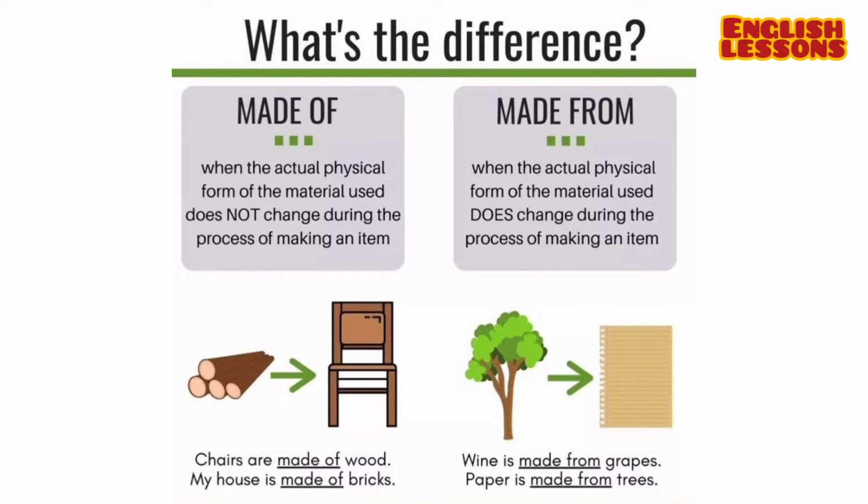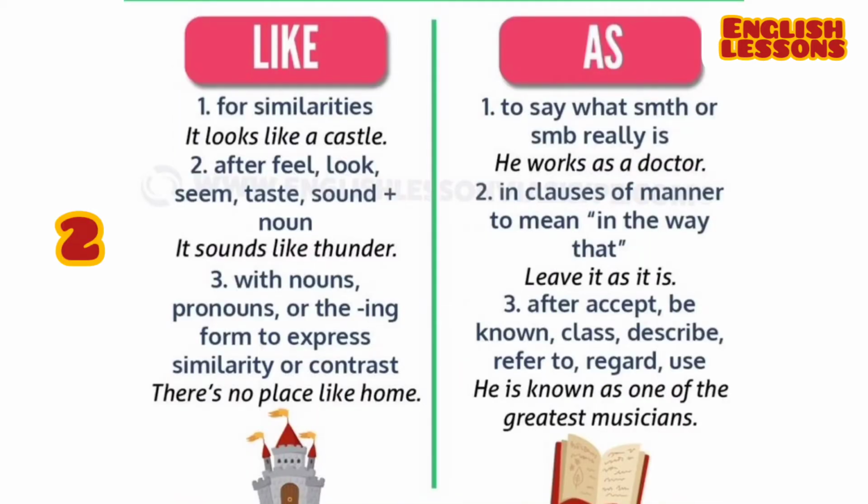For examples, chairs are made of wood. My house is made of bricks. Wine is made from grapes. Paper is made from trees. Does not change. And the second point, does change. That's number one. And then number two, what's the difference between like and as?